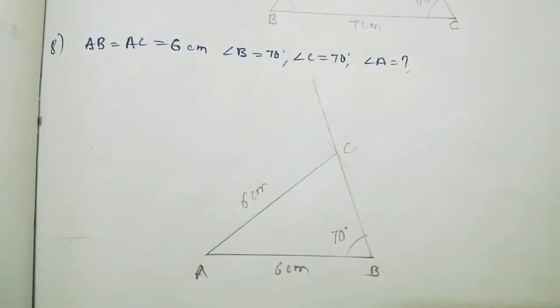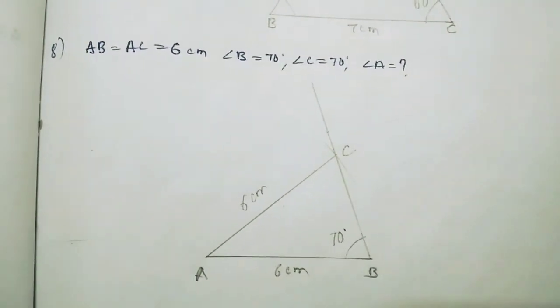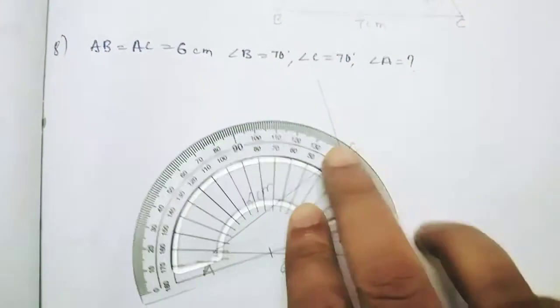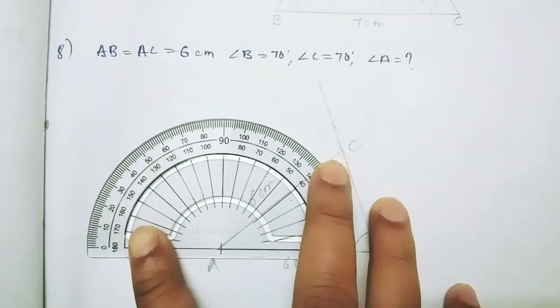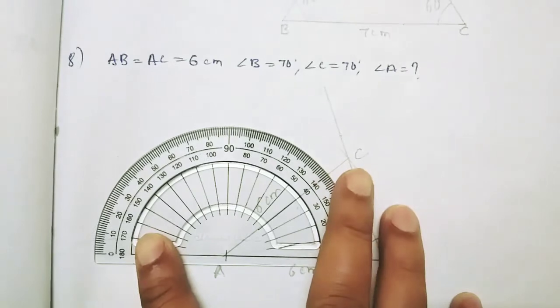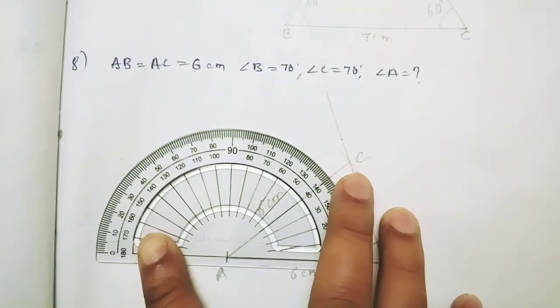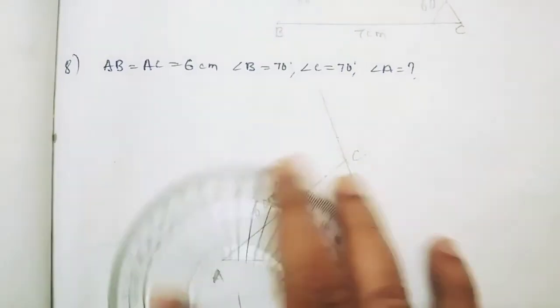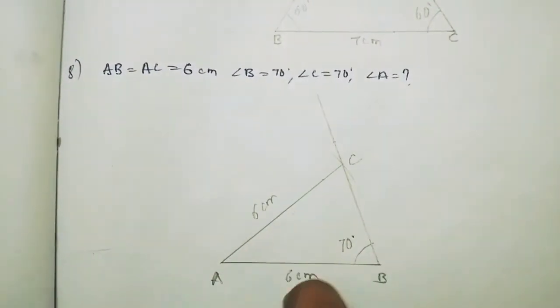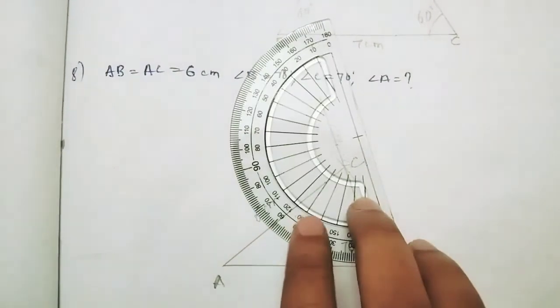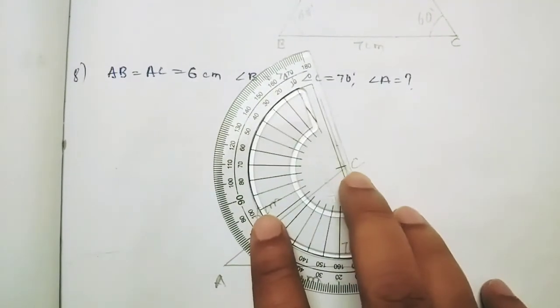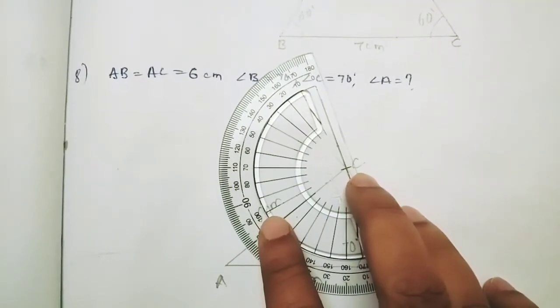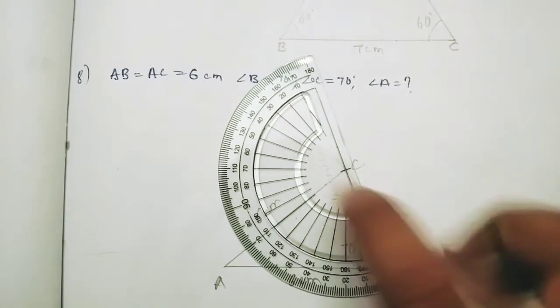And what is angle A? Okay, so angle A you have to check. Now check it. This angle A is what? It is coming 40 degree. See. Okay, so angle A is what? 40 degree. So this is the answer of our question. So angle C, angle B all are 70 degree. You can check it like this. So it is 70 degree coming. See, it is 70 degree coming.